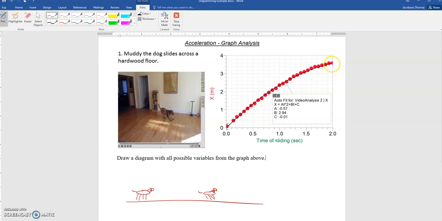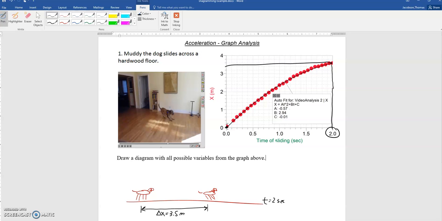I can see from here in my graph that the dog is sliding for a time of 2 seconds. So over to the side, I'll write t equals 2 seconds. I can see that the dog traveled from pretty much the origin up to about 3.5 meters. So from middle of the dog to middle of the dog, that is a delta x equals 3.5 meters.